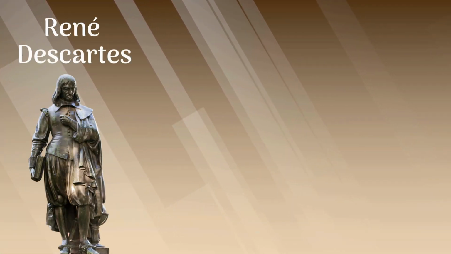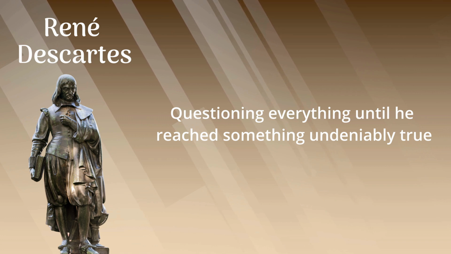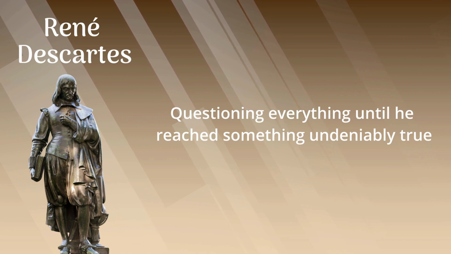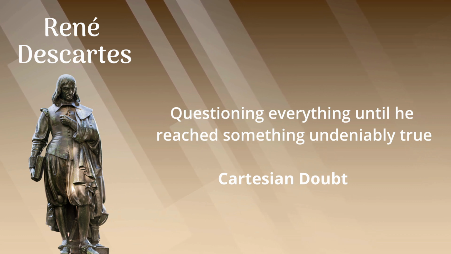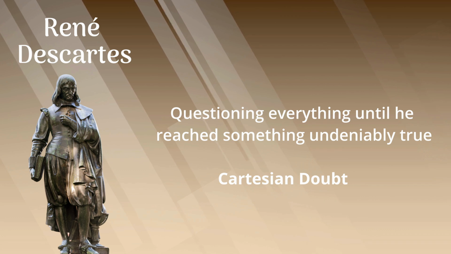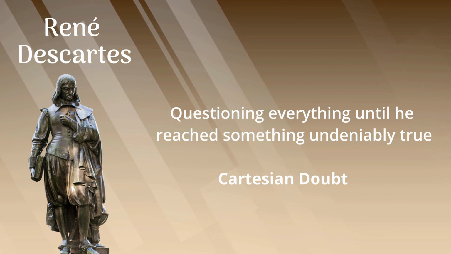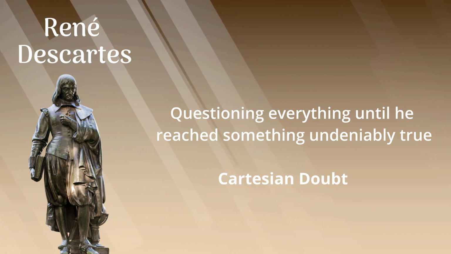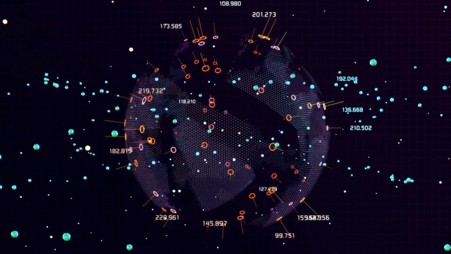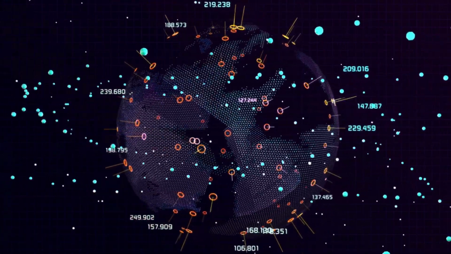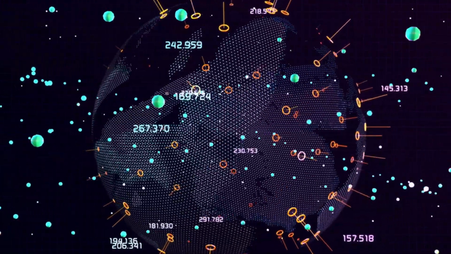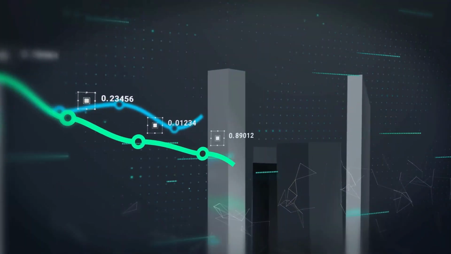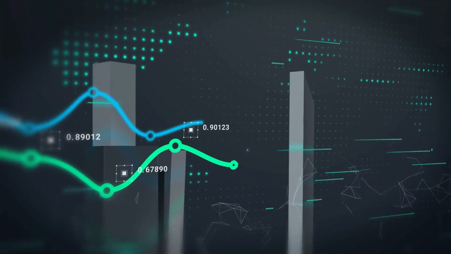Next, let's consider René Descartes and his method of doubt, questioning everything until he reached something undeniably true. This method is better known as Cartesian doubt. In the IT world, this can be applied to data integrity. We must continually question the accuracy and reliability of our data. Is it clean? Is it secure? Can we trust the sources? In a cloud environment where data flows across borders and systems, maintaining this Cartesian skepticism ensures that our decisions are based on solid, trustworthy information. It's about building a foundation on which reliable, meaningful analysis can stand.